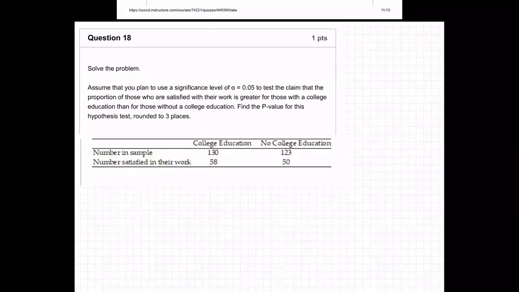Okay, so on this problem, we're saying assume that you plan to use a significance level 0.05 to test the claim that the proportion of those who are satisfied with their work is greater for those with a college education than for those without a college education. Find the p-value for this hypothesis test, rounded to 3 places.